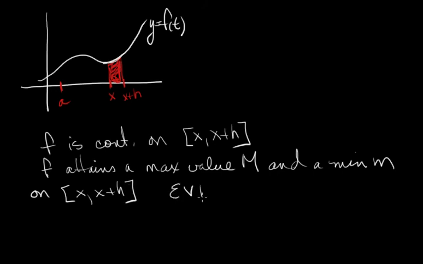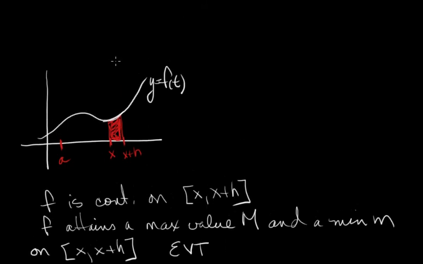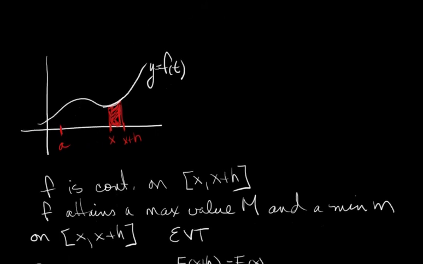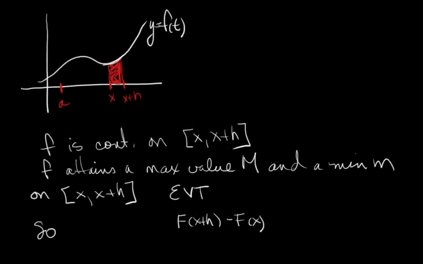You remember that theorem? It was the extreme value theorem. Any function continuous on a closed interval has a maximum and minimum value on that interval. So we can take this difference, capital F of x plus h minus capital F of x, that's the red area there, and say that it is less than or equal to capital M times h, and greater than or equal to little m times h.